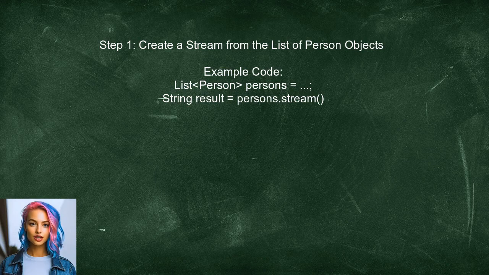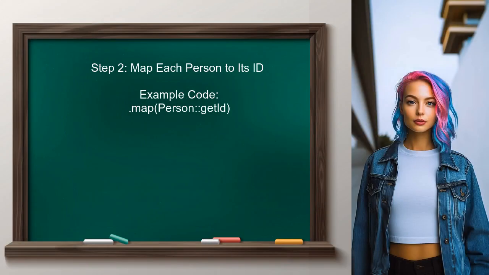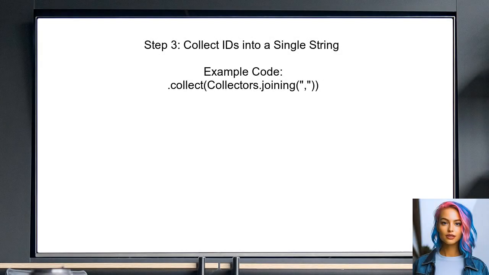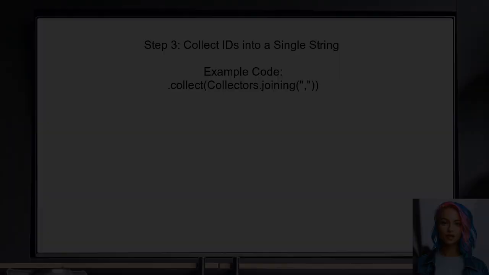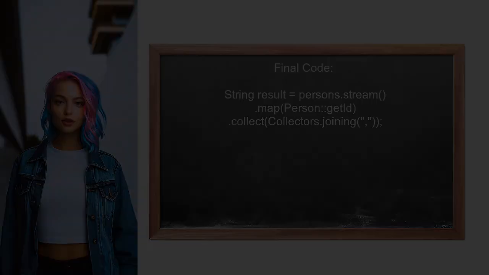To join the properties of the person objects into a single string, the user can utilize the Java Stream API. First, they need to create a stream from the list of person objects. Next, the user should map each person object to its ID. This can be done using the map function, which transforms each person into its ID. After mapping the IDs, the user needs to collect these IDs into a single string. This can be achieved using the Collectors joining method. Putting it all together, the user can write a single line of code that combines all these steps. This will yield the desired string format.